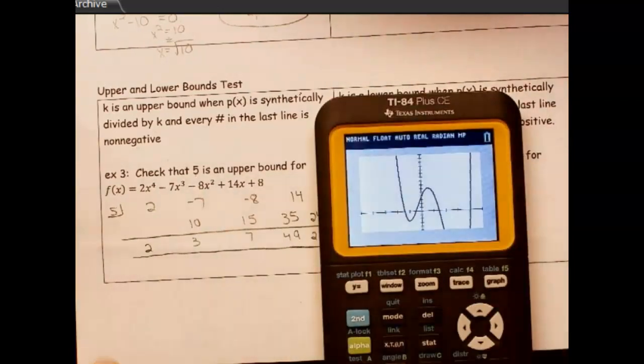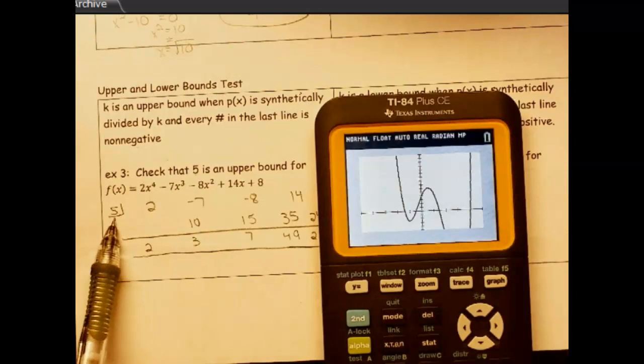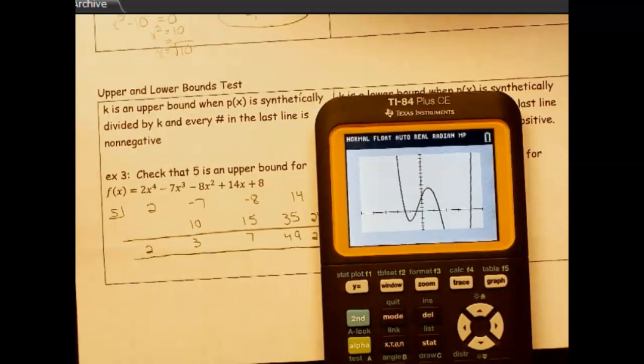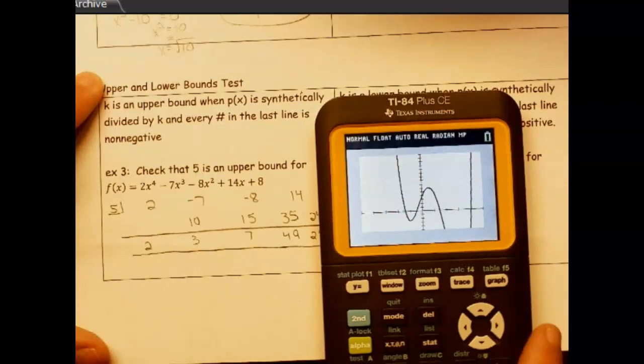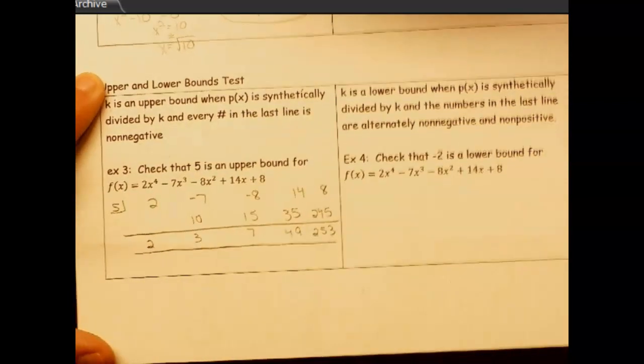I went and I graphed it. If you notice, the largest solution is 4, which confirms there are no solutions greater than 5. So it doesn't tell you exactly, but at least tells you don't look at any numbers that are greater than 5.